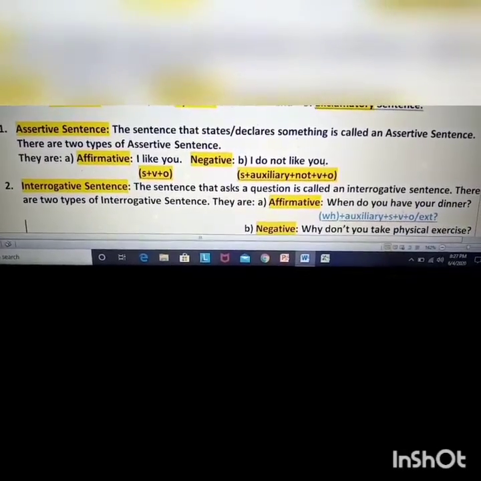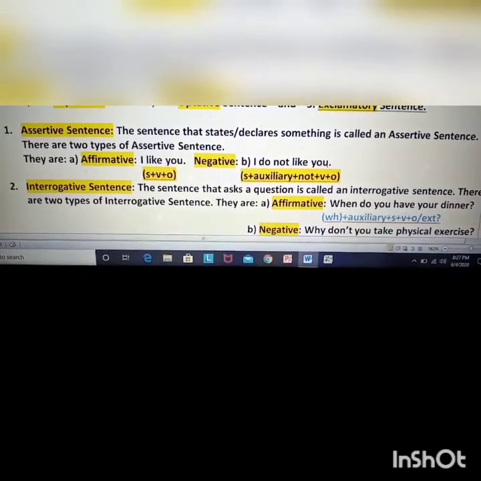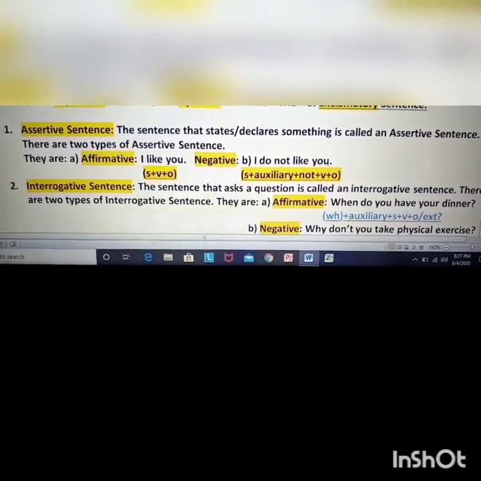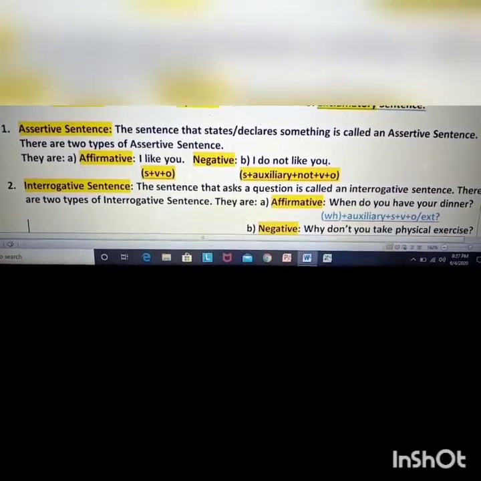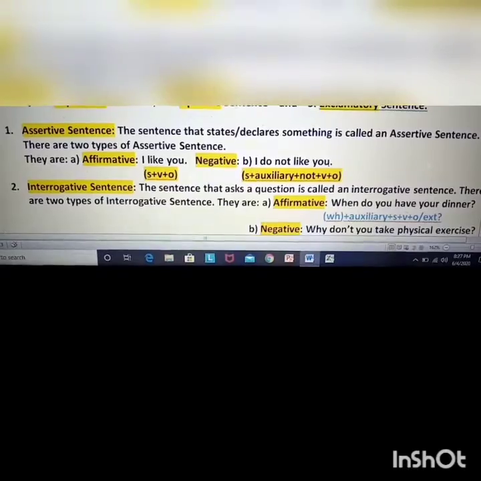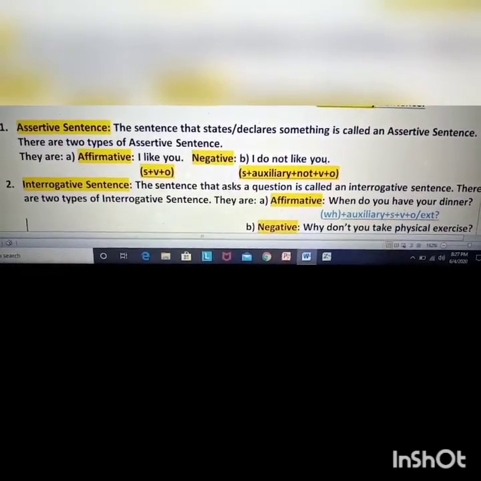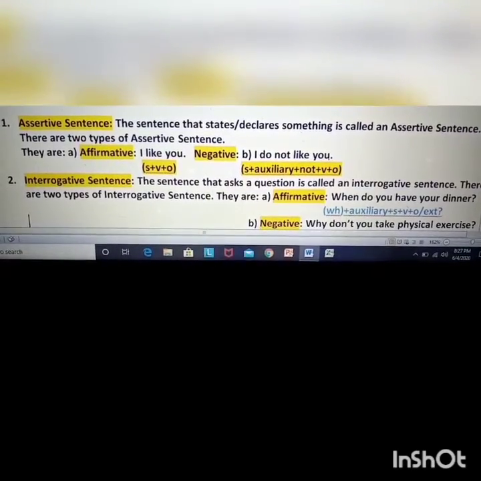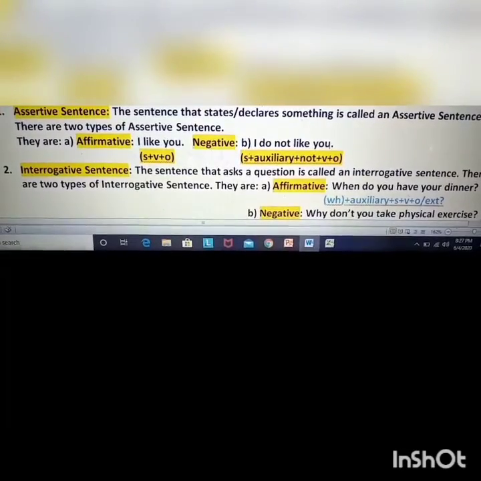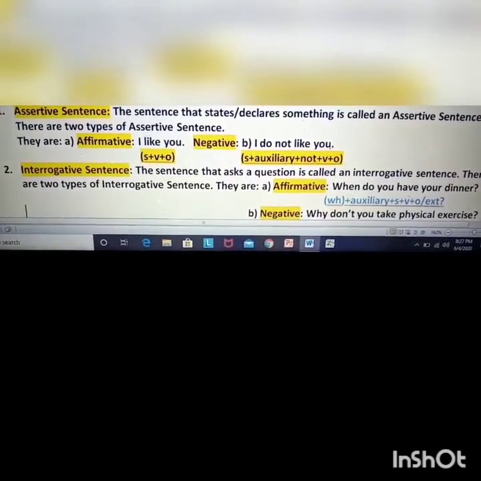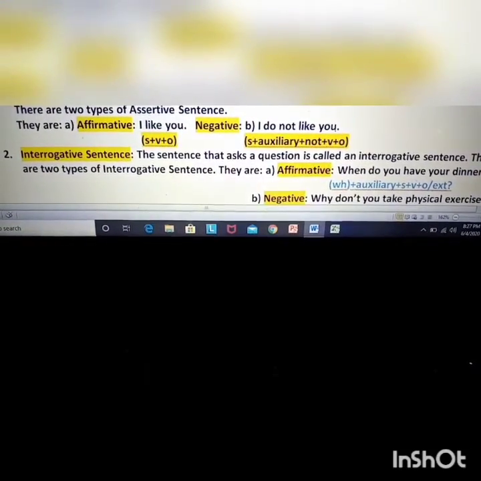On the screen, if you see the definition, we can see that the sentence that states or declares something is called an assertive sentence. তার মানে এটার মানে হচ্ছে বিবৃতিমূলক বাক্য. If it presents any fact, it is also called an assertive sentence. There are 2 types of assertive sentence. They are affirmative and negative. Assertive sentence 2 ধরনের হয়, একটা হচ্ছে হ্যাঁ বোধক এবং না বোধক.